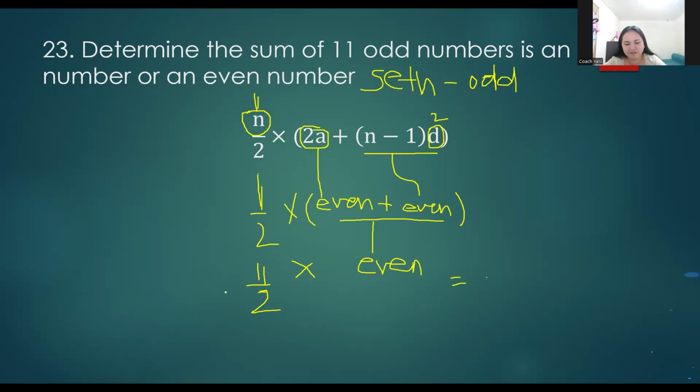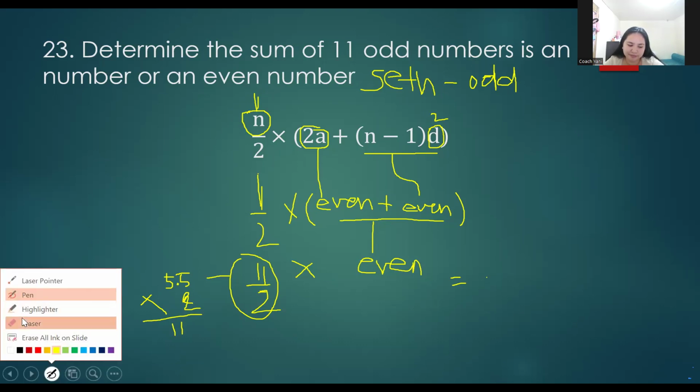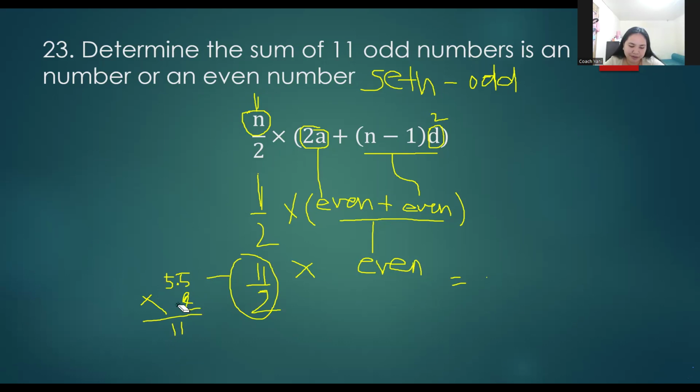Okay, so you have 5.5 here. This is 5.5, right? Do you know 11 over 2 is 5.5? So if you multiply it by 2, what becomes of it? 5.5 times 2 is 11. So is 11 odd or even? Odd. So the answer to this one is odd. Yeah, so Seth is correct.